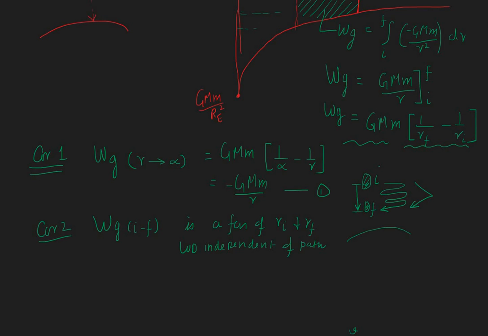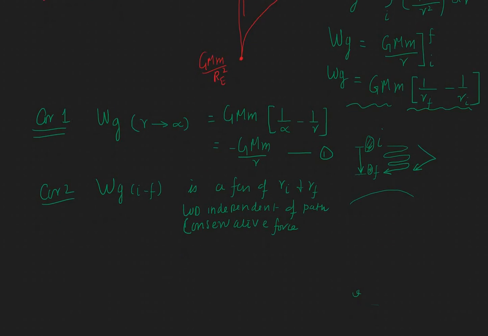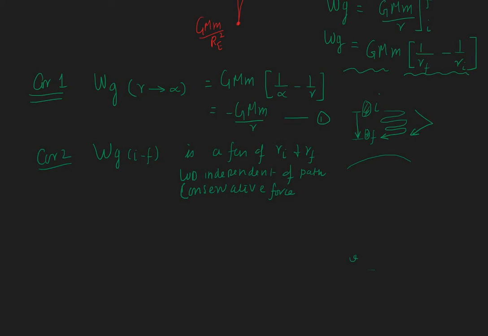And in forces where work done is independent of path, we call it a conservative force. So in a conservative force, the work done is independent of path. So that's your corollary 2, right?